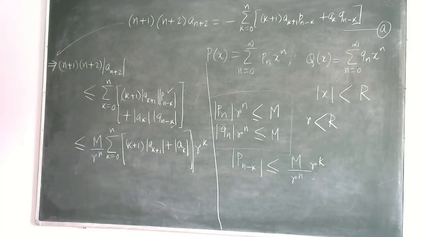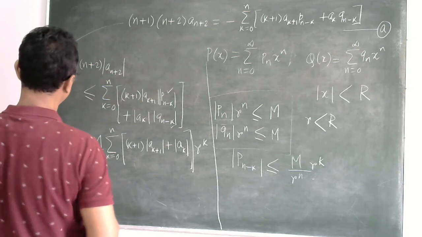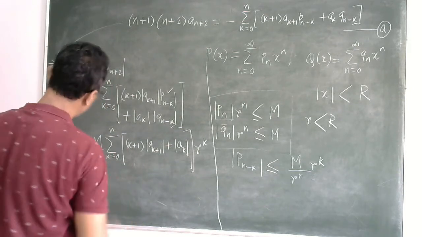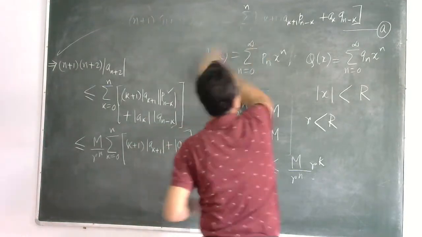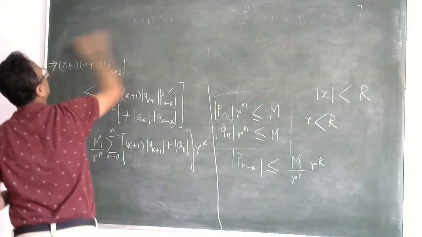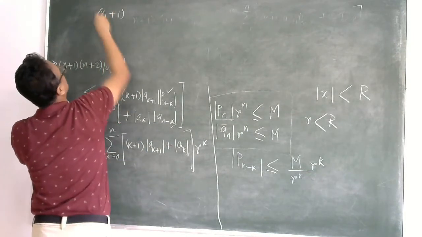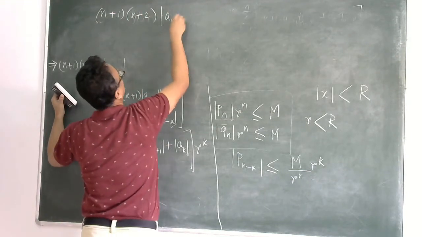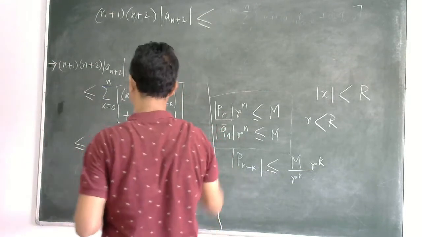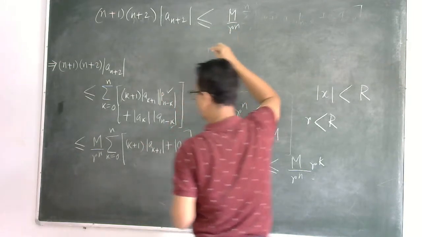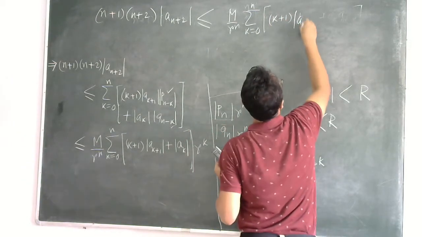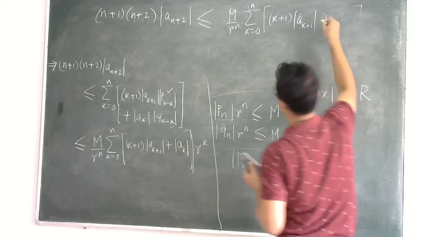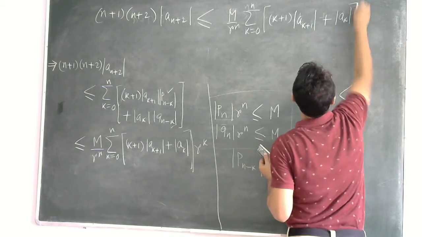This is R. Okay. Now I'm going to do one manipulation. I'm not going to give the explanation right now, but I'm going to give the explanation in a little while from now. So obviously, now I can get rid of this. What I have got is (n plus 1) into (n plus 2) into mod of this, which I have got to be less than or equal to M by r to the power n, sum over k going from 0 to n, (k plus 1) mod a(k+1) plus mod a k, and then r to the power k.